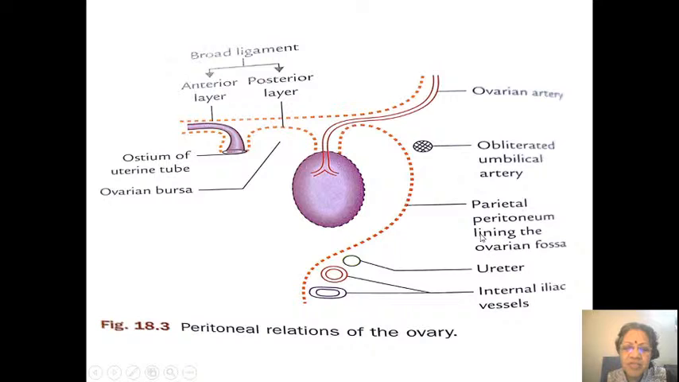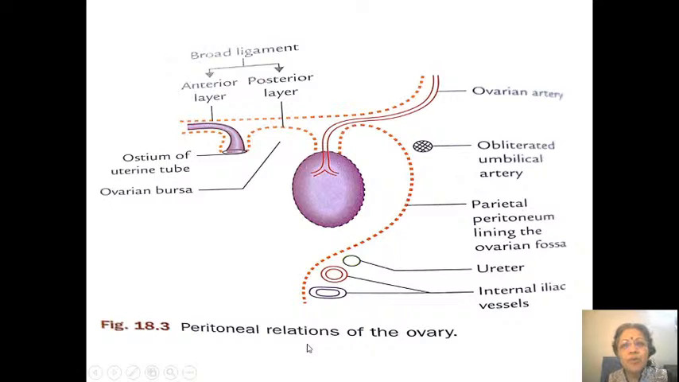The parietal peritoneum is lining the fossa. So this space where the ovary is against the parietal peritoneum is called the ovarian fossa. This space between tube and ovary is called the ovarian bursa. And this space has so many important structures. Please pay attention here. You have the internal iliac vessels we saw in the diagram before. We have the ureter, we saw that in the diagram before. We have an obliterated umbilical artery, and through this double layer from the side come the ovarian artery, ovarian vein, the vascular pedicle, and including the nerve supplies are coming from there.